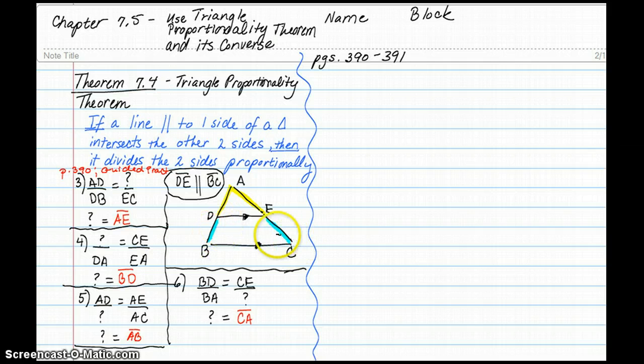For number 6, you're given BD, which is the blue. And you're given BA, which is the entire segment, both blue and A. And on the other side of the proportion, you're given CE, which is the blue. So to match it up proportionally, that would be CA or AC. Again, I like you to put the segment symbols even though the book does not.